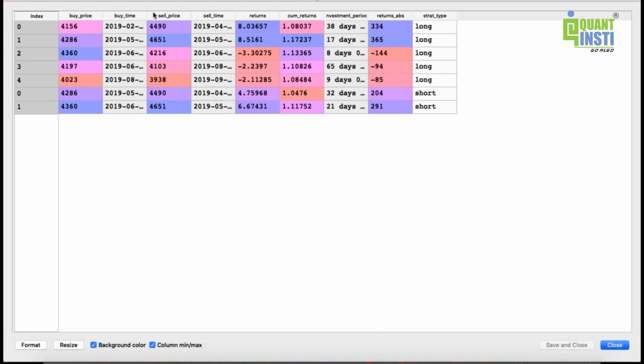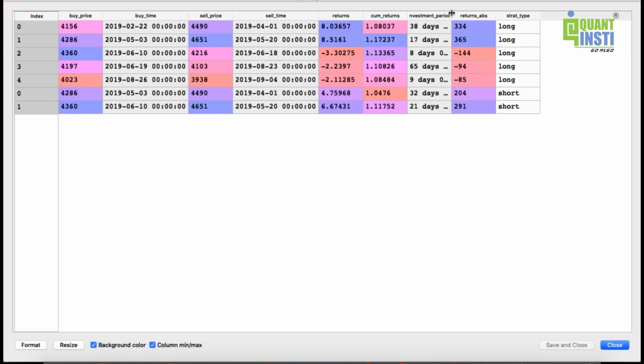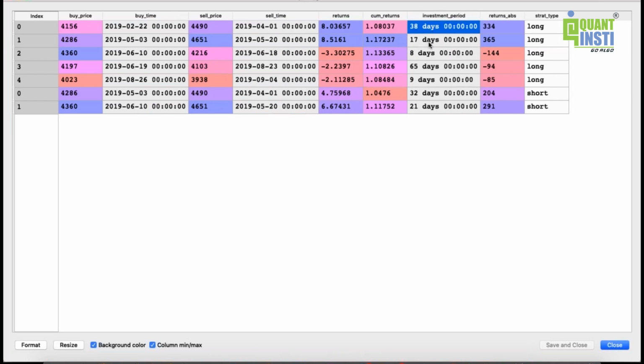If you see, this is the buy time, sell time, buy price, sell price, these are the returns, these are the cumulative returns, the investment period, and what kind of strategy it pursues, long or short. This is also mentioned here. So we got the transaction summary now.